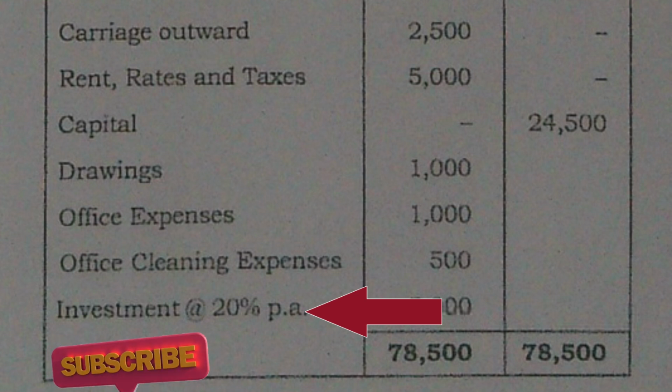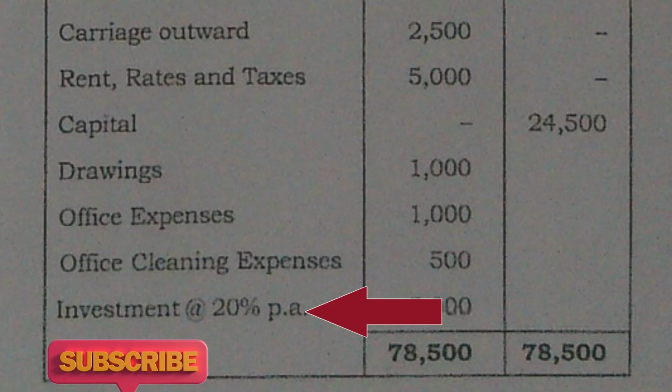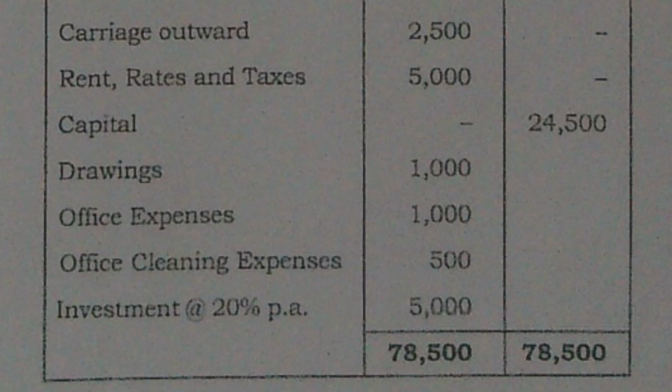This investment gives income to the business at the rate of 20% per annum. So 20% per annum on 5,000 is 1,000. The business is getting 1,000 interest from the investment. Investment is an asset, so it will appear on the asset side of the balance sheet.